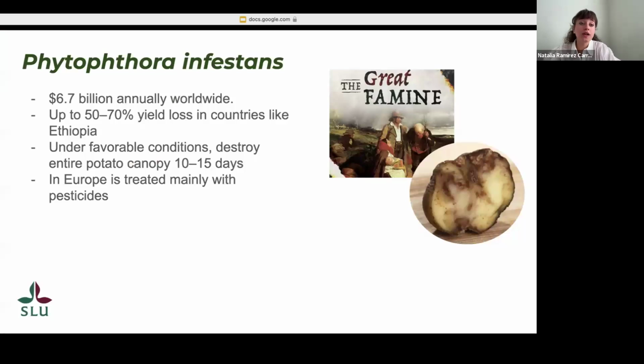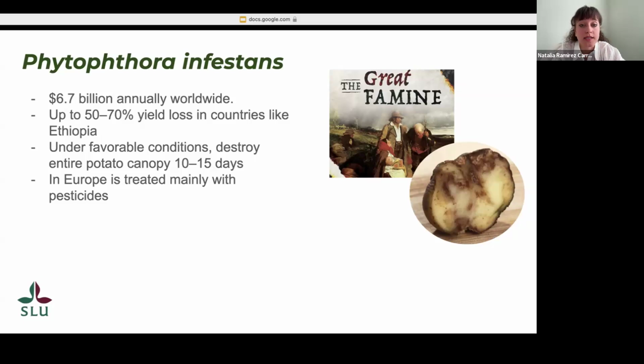Now, during my postdoc, I'm focused on a microbe called Phytophthora that maybe you have not heard by that name, but you have probably heard about the Great Irish Famine. And unfortunately, even though the Great Irish Famine happened 200 years ago, we are still fighting against this microbe. It causes several damages that amount to 6.7 billion in losses annually in yield.